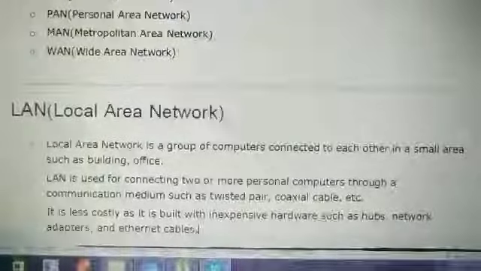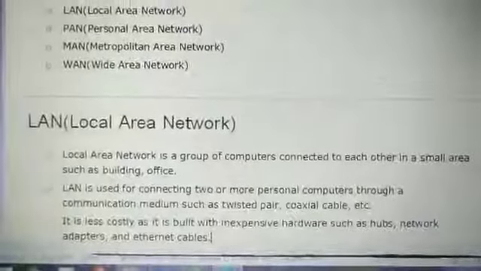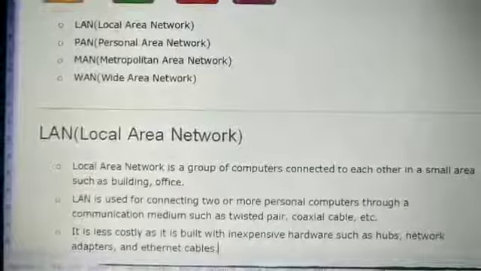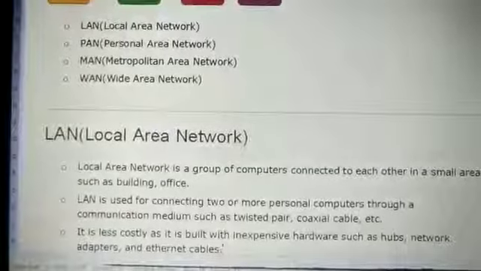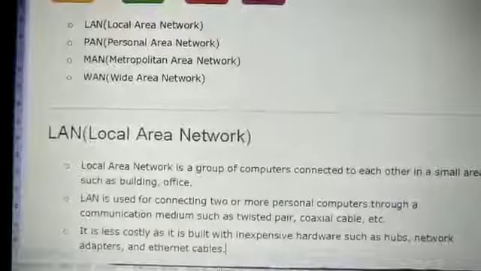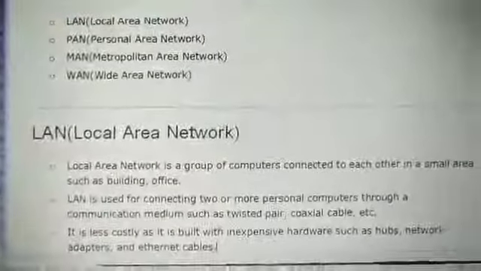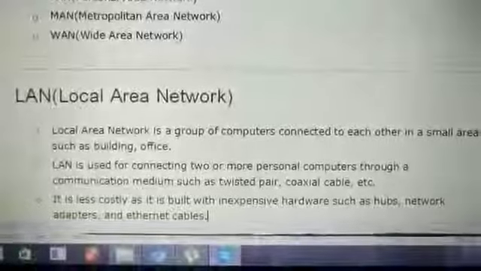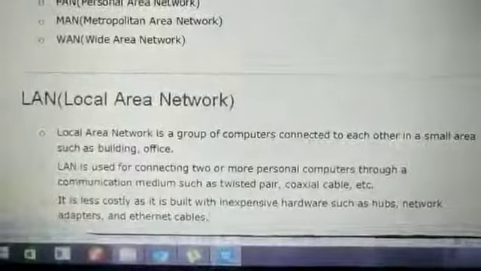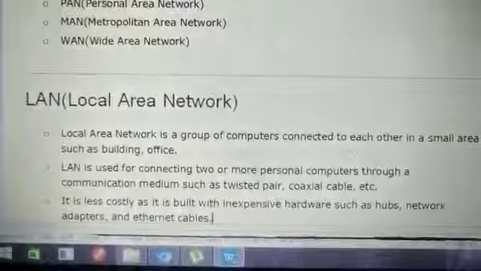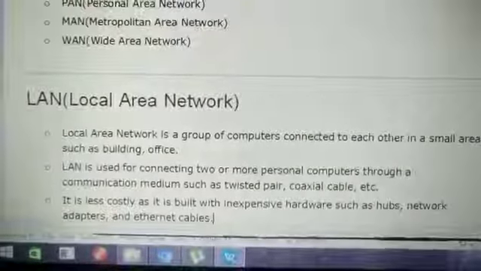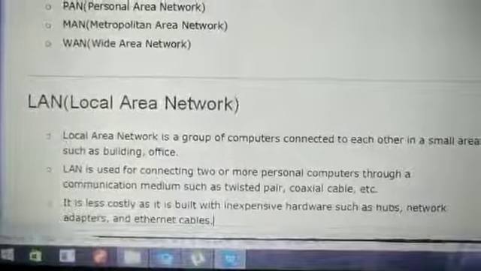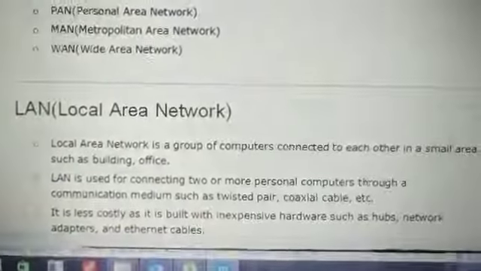But here no such setup is required, because we don't need to set up any hub. All the computers are connected with each other, so there is no concept of a hub. Also, network adapters or ethernet cables for linking, this type of costly hardware is not required. Simply we require the physical media like the twisted pair cable and coaxial cable. That's why it is inexpensive, or compared to the other networks it is not so costly.